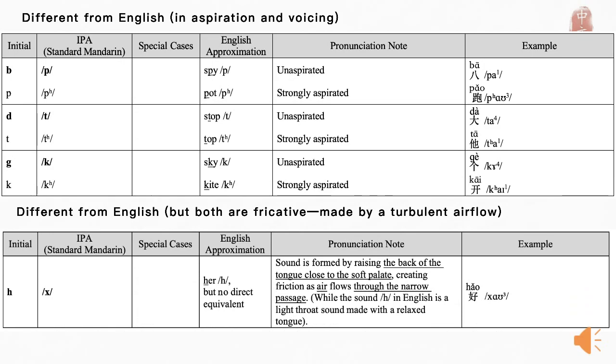Initial h is different from English, but both are fricative, made by a turbulent airflow. The sound is formed by raising the back of the tongue close to the soft palate, creating friction as air flows through the narrow passage. While the sound h in English is a light throat sound made with a relaxed tongue. For example, how.